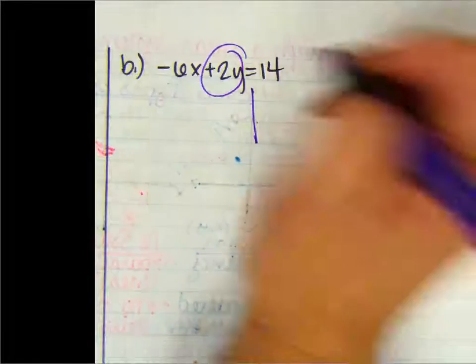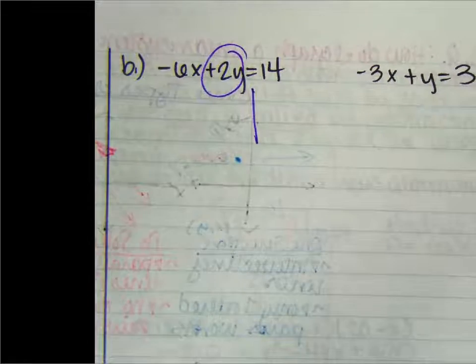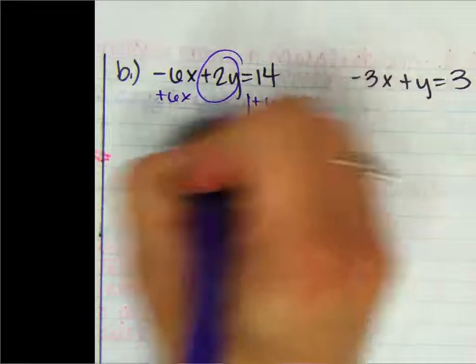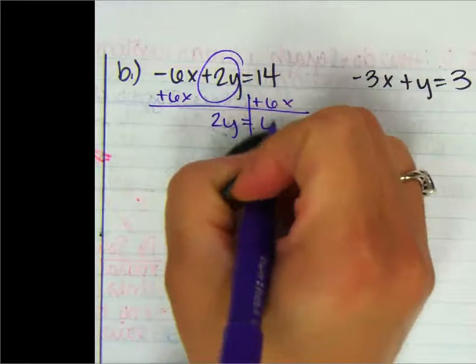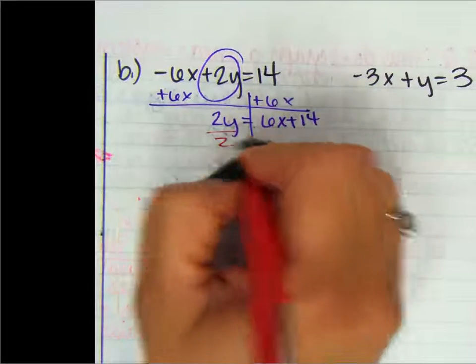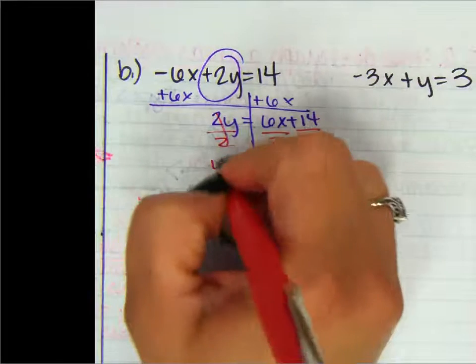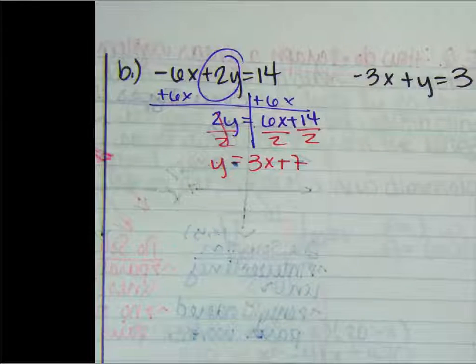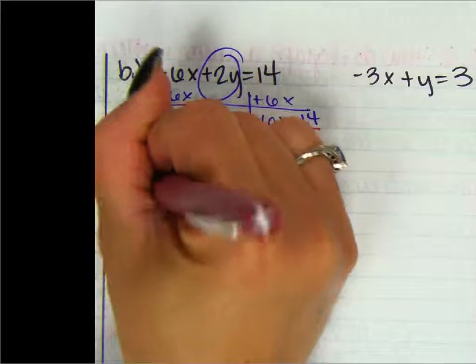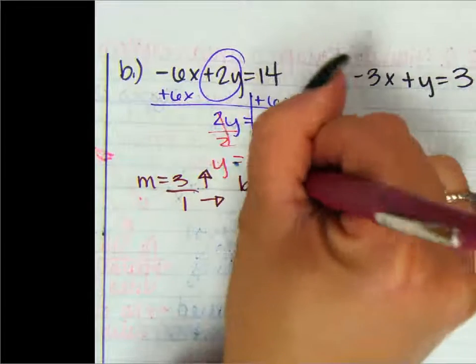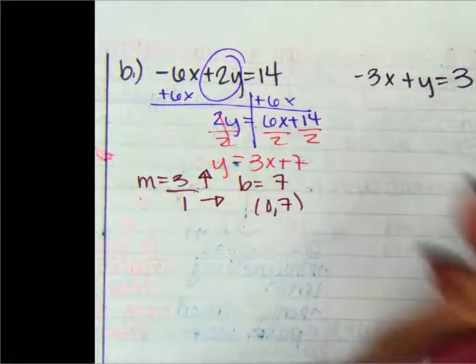Let's solve. You should draw your line, circle your y term. What do you do with the negative 6x? Add it to both sides. We get 2y equals 6x plus 14. Then what do we do? Divide by 2. You get y equals 3x plus 7, yes? Okay, your slope is 3 over 1. Arrows are up and right. Your y-intercept is 7, so 0, 7.